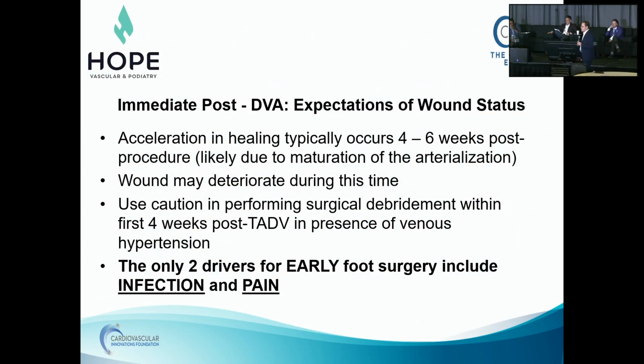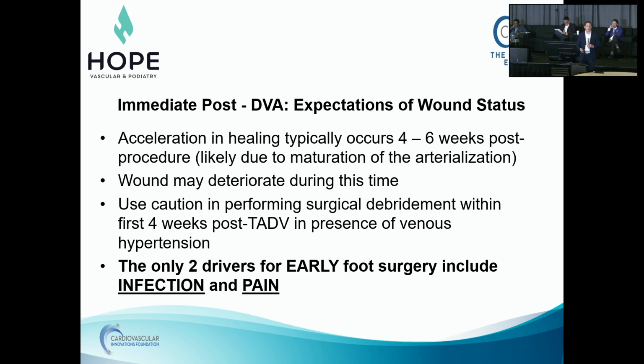So things to expect in that post-DVA patient is that we've talked about acceleration of healing doesn't typically occur for about 4 to 6 weeks. It's very unnatural for us to think that we can operate on these patients. We have to wait 4 to 6 weeks to intervene, but that's the honest reality, is that we're waiting for these DVAs to mature. It's not that they get a direct revascularization and you can go and operate and take off the dead toe. There is a process of waiting.